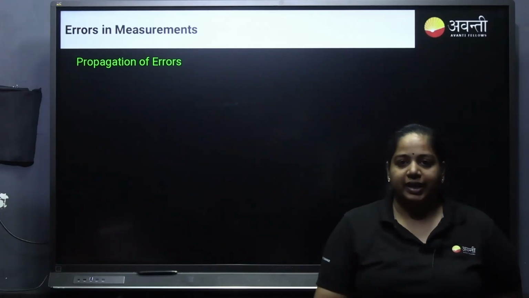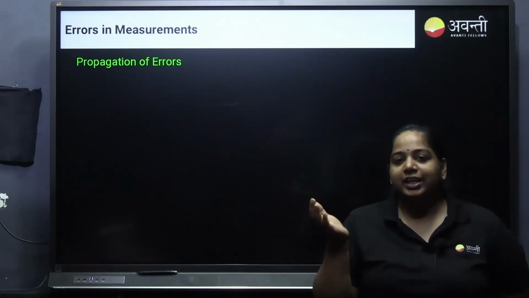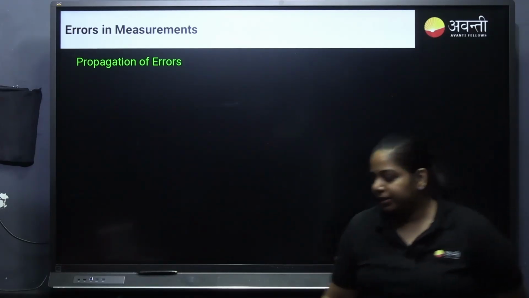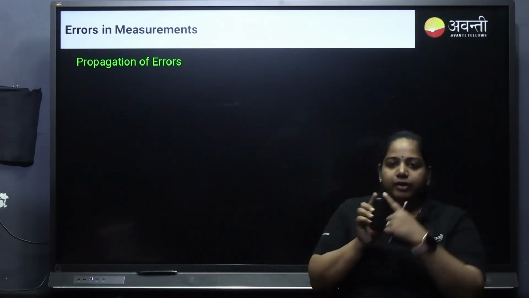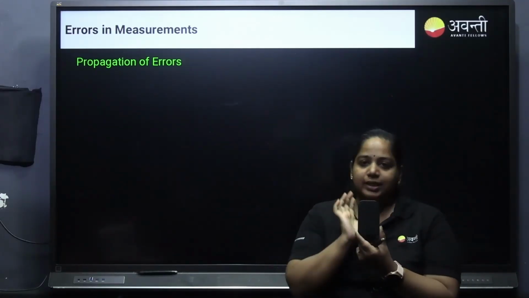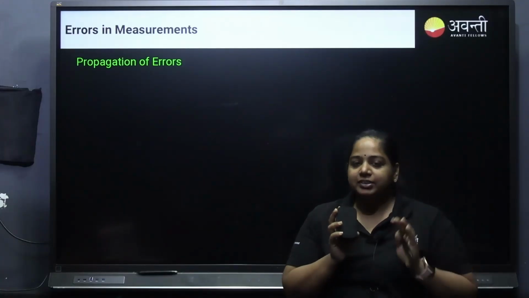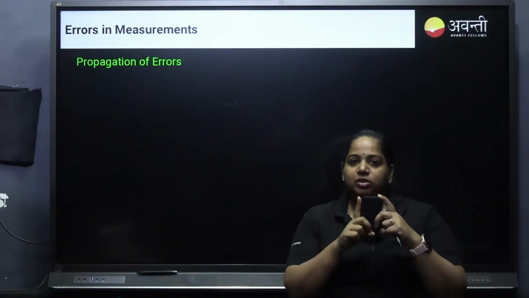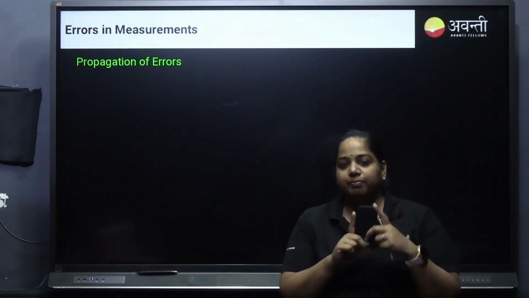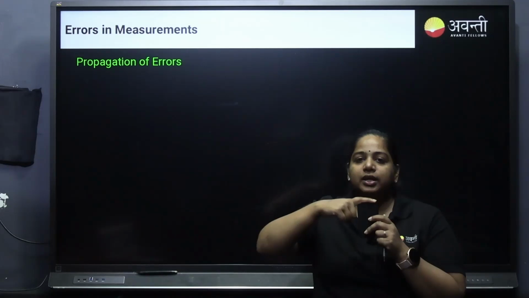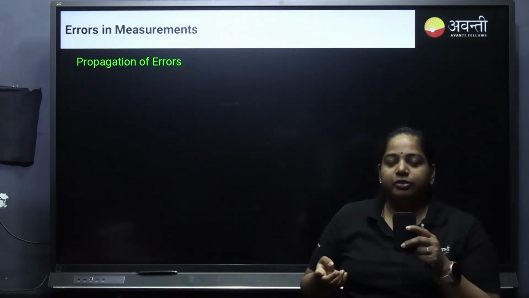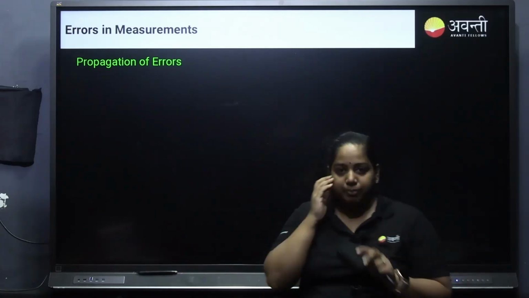Now individual errors is fine, but what if we are using those measured values for something else? For example, take this rectangular thing. I am measuring the length and breadth using a scale. Scale is having some errors. Its actual value is 5, but I measured around 4.8. This actual value is 3, but I measured something like 3.2. So there is error in my measurement.